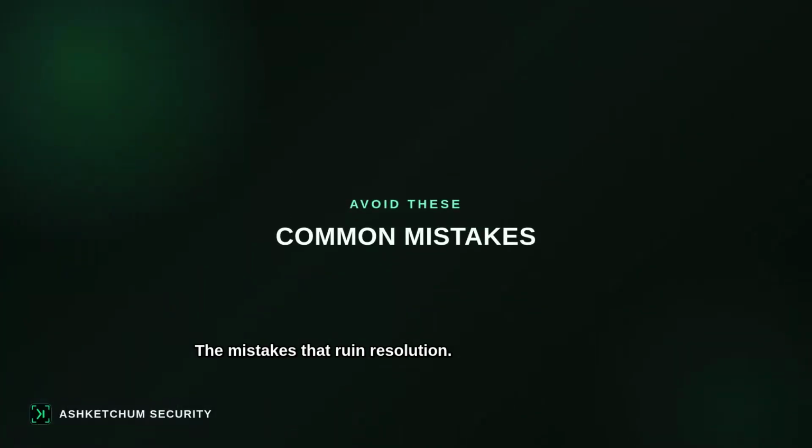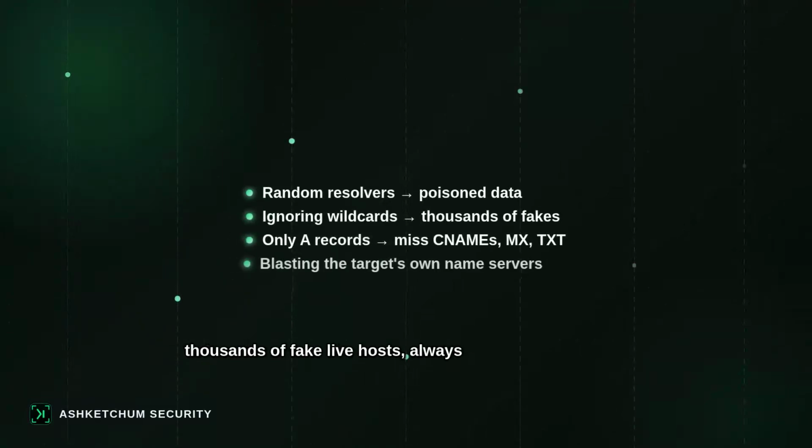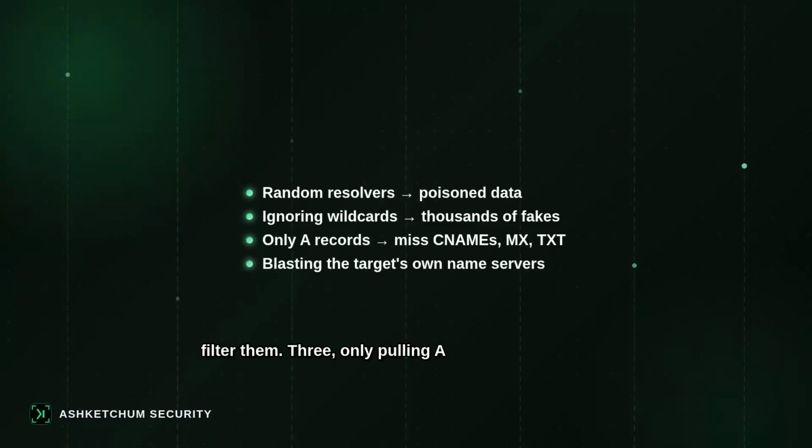The mistakes that ruin resolution: 1. Using random public resolvers. They lie and poison your data. Use a trusted, curated list. 2. Ignoring wildcards and drowning in thousands of fake live hosts. Always filter them. 3. Only pulling A records and missing the CNAMEs, MX, and TXT that hand you takeovers and leaked config. And 4. Blasting the target's own name servers directly. Slow, rude, and out of scope. Resolve smart, and your target list is clean and real.